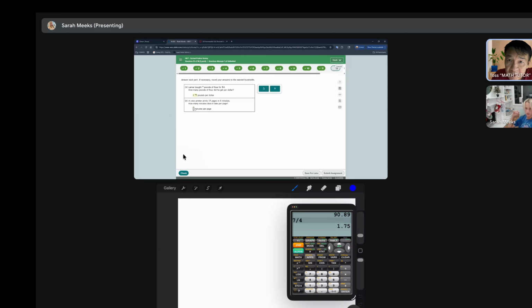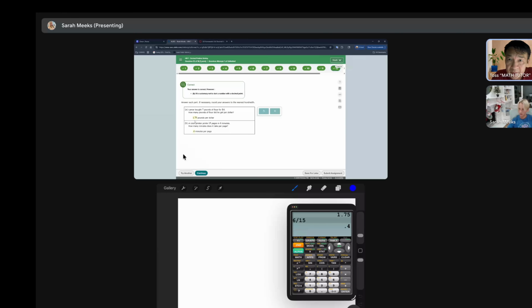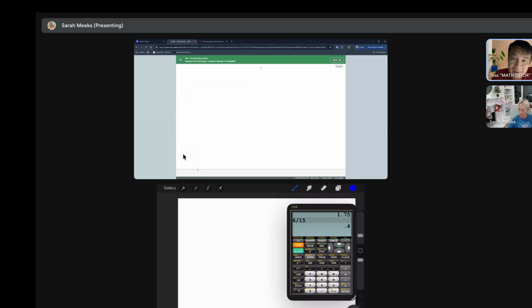And then this one is the same thing. How many minutes does it take per page? So minutes per page. So minutes go first. You see that? Six divided by same exactly. That's what I thought was going to happen. So it's 0.4 minutes per page. There you go. Yeah, there it is. You didn't put the placeholder or something like that in there.